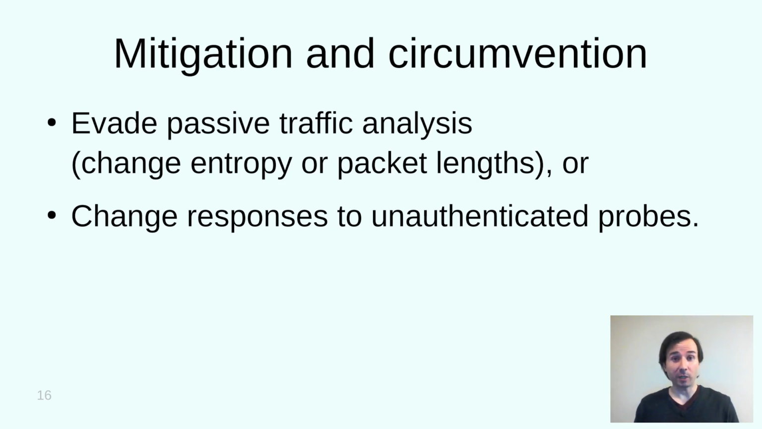Taking active probing of Shadowsocks as a given, what can be done to mitigate it? Well, because we know that the detection process is a two-step process, it is sufficient to disrupt either of those two steps. So you can either evade the passive traffic analysis, or you can evade the active probing components. Evading the passive traffic analysis means changing the features that the Great Firewall is looking for, so entropy and packet lengths. Changing entropy in Shadowsocks is not easy without fundamentally changing how the protocol works, but with packet lengths you have a little bit of leeway.